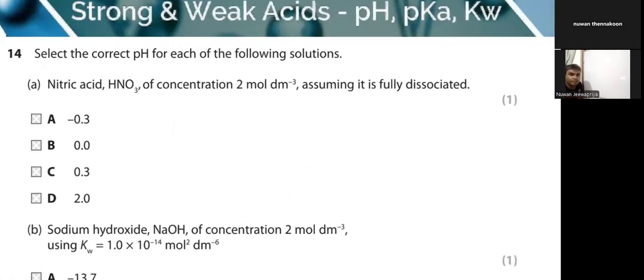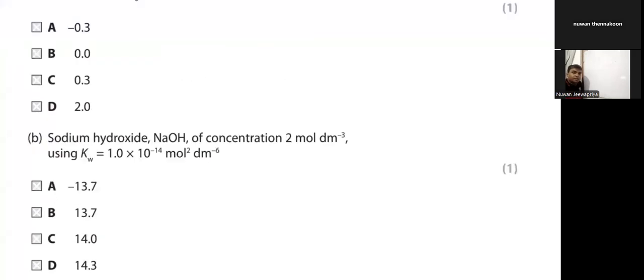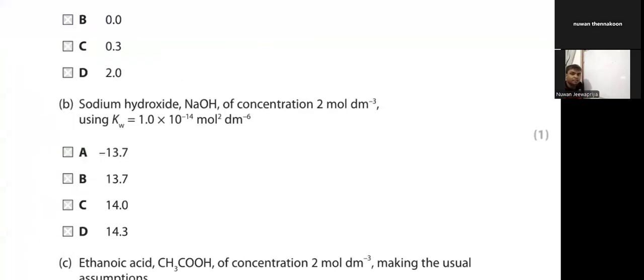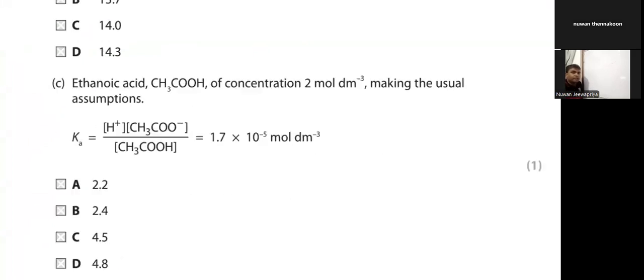Question number 14 is this one. Select the correct pH for each of the following solutions. Nitric acid of concentration 2 moles per cubic decimeter, assuming it is fully dissociated. Sodium hydroxide concentration 2 moles per cubic decimeter, using the Kw. C, ethanoic acid concentration 2 moles per cubic decimeter, making usual assumptions.